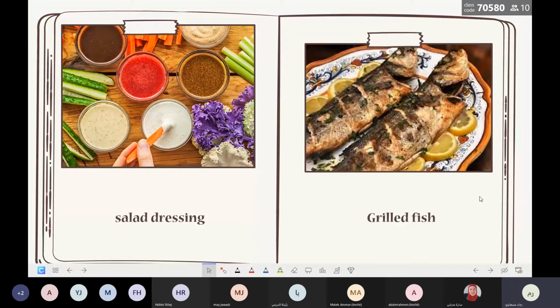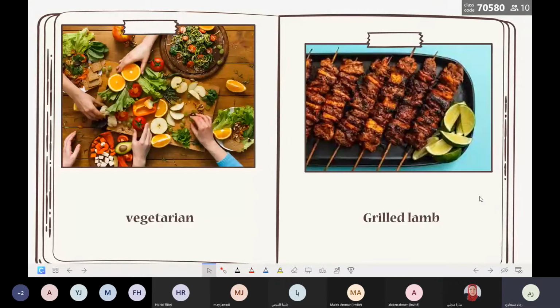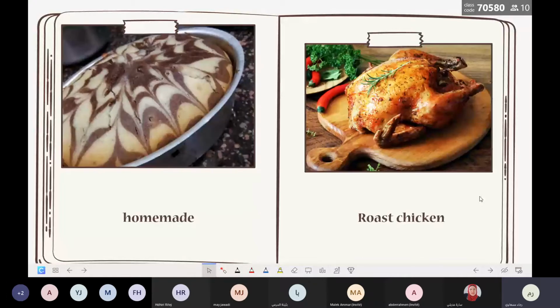Vegetarian means someone who eats only fruits and vegetables. We say also vegan, someone who doesn't eat meat, fish, or chicken. Next, you have grilled lamb. Homemade, what does it mean? It means something cooked or prepared at home. For example, your mom or your wife prepares a cake. Sometimes you can have a delivery, you buy it from a shop. So it is in contrast to something that you buy from a shop. We say homemade. It is made at home.